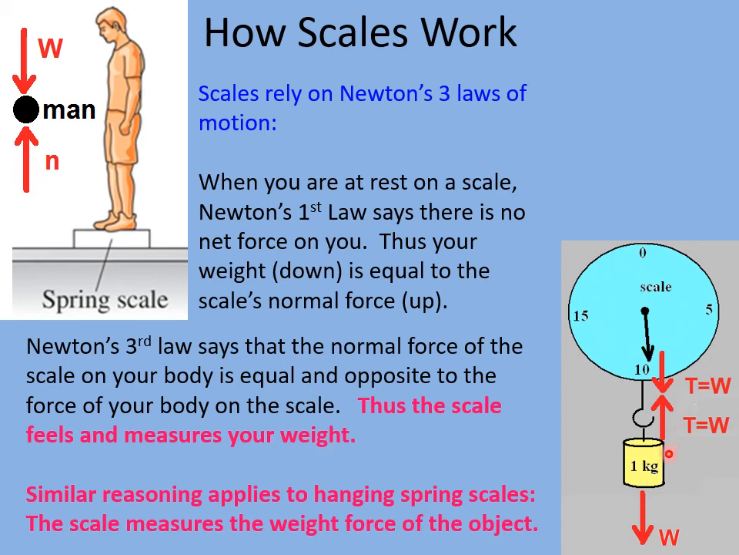Likewise with the spring scale, when we hang something here, this object is at rest, so its weight force down is balanced by the tension force of this little cable that hooks onto the mass. So the tension in the cable is equal to the weight of this object. But of course, this cable, which is pulling up on this object, is also pulling down on the scale with the same amount of force, and so the scale reads that tension, which is equal to the weight of the object.